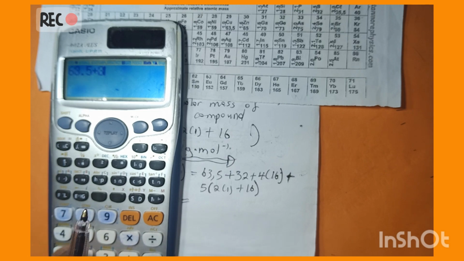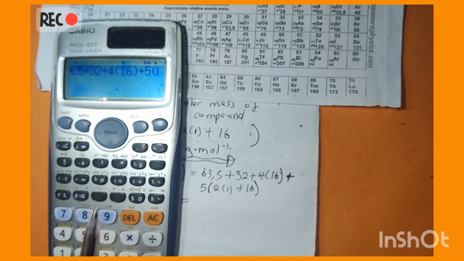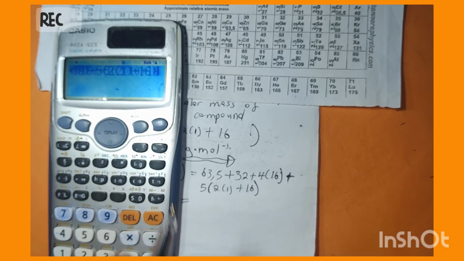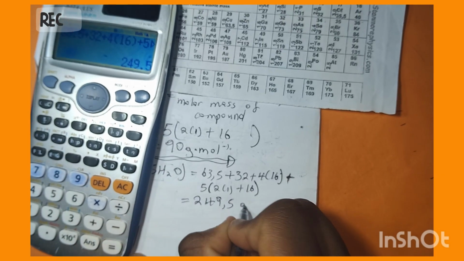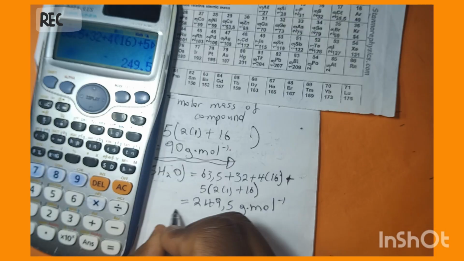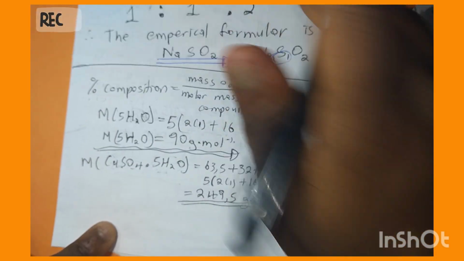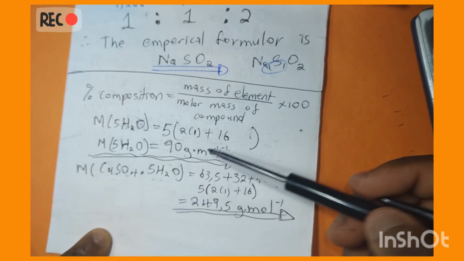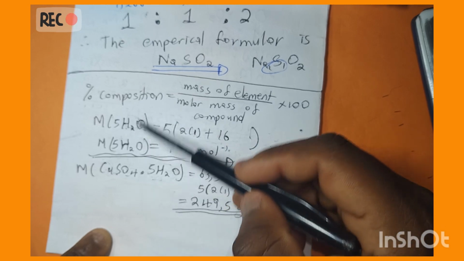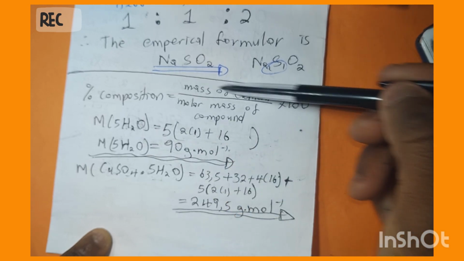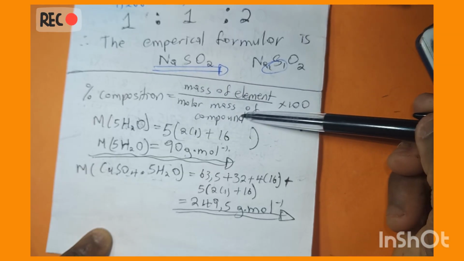63.5 plus 32 plus 4 times 16, plus 5 open 2 times 1 plus 16, which gives me this number, in grams per mole. So now, I know the mass of the element, which is water. Actually, this is not an element, by the way, it's a compound. But here is what we will use: that mass, and we'll divide it by the molar mass of the compound.